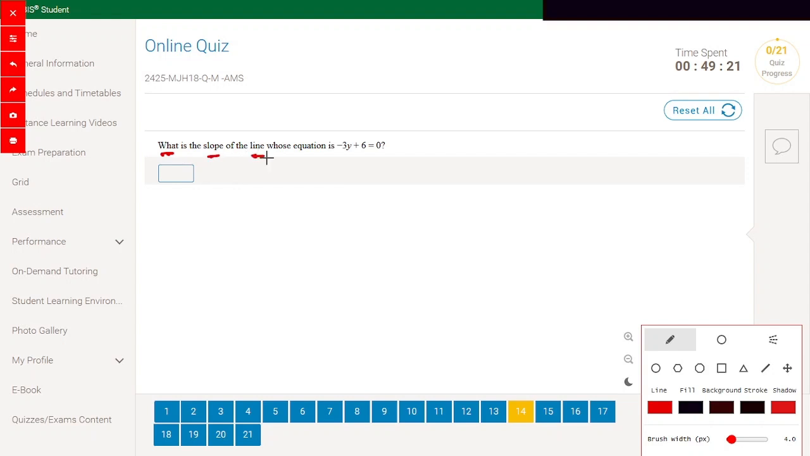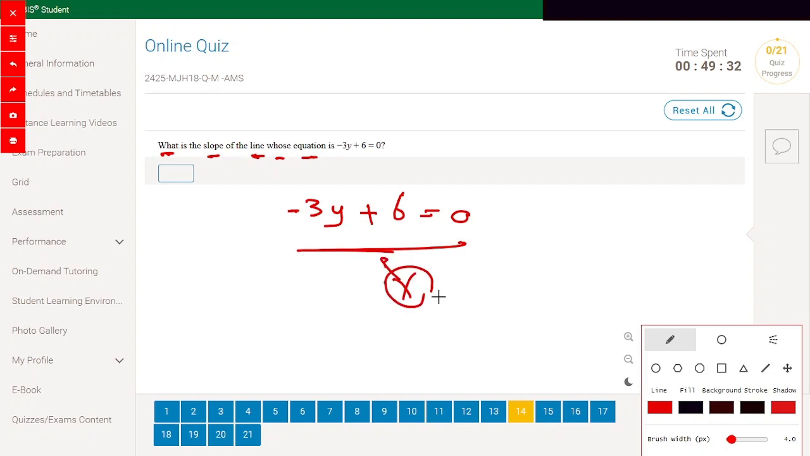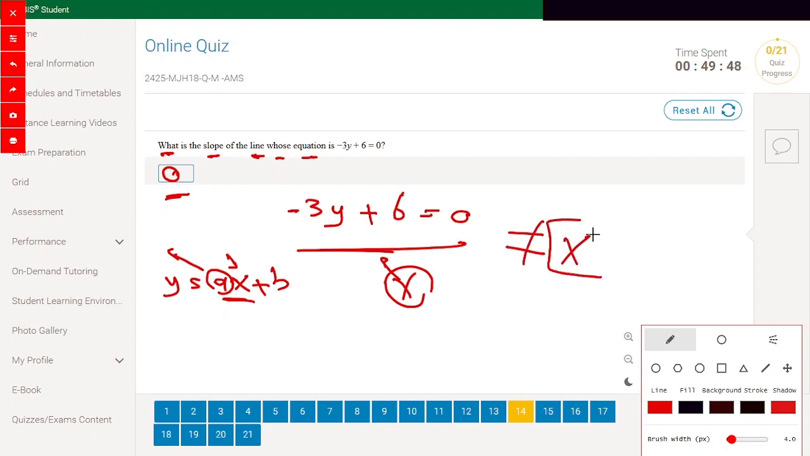What is the slope of the line whose equation is minus 3y plus 6 equals 0? Here we don't have x. X is not there, right? Because the line equation is ax plus b, so when the slope is 0, x will not be there. So that means the slope is 0 because I don't have x.